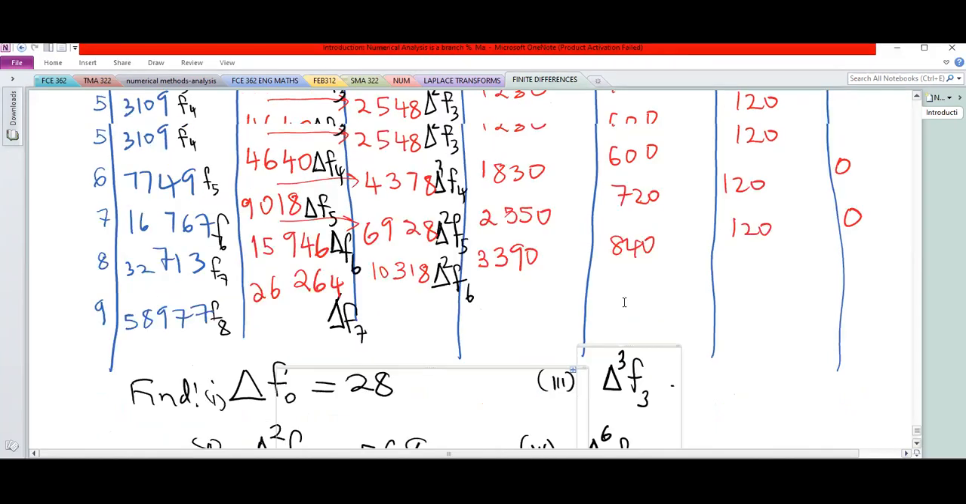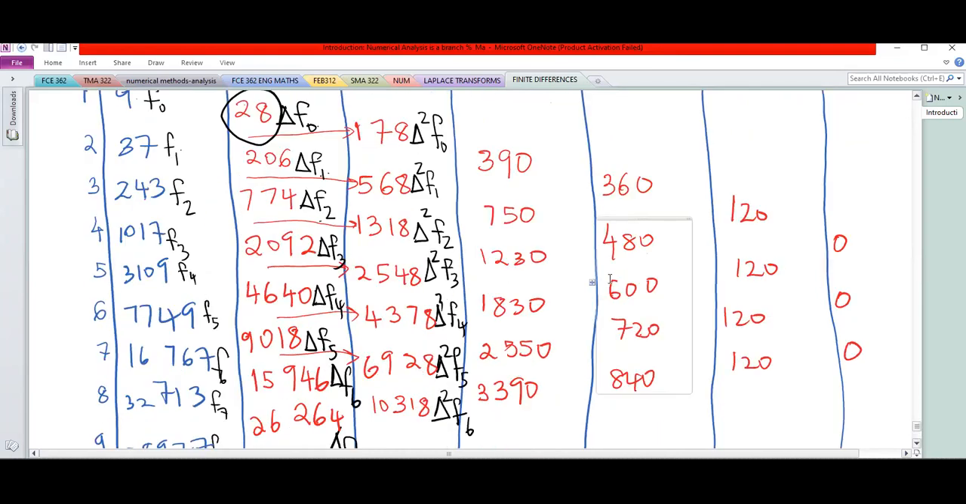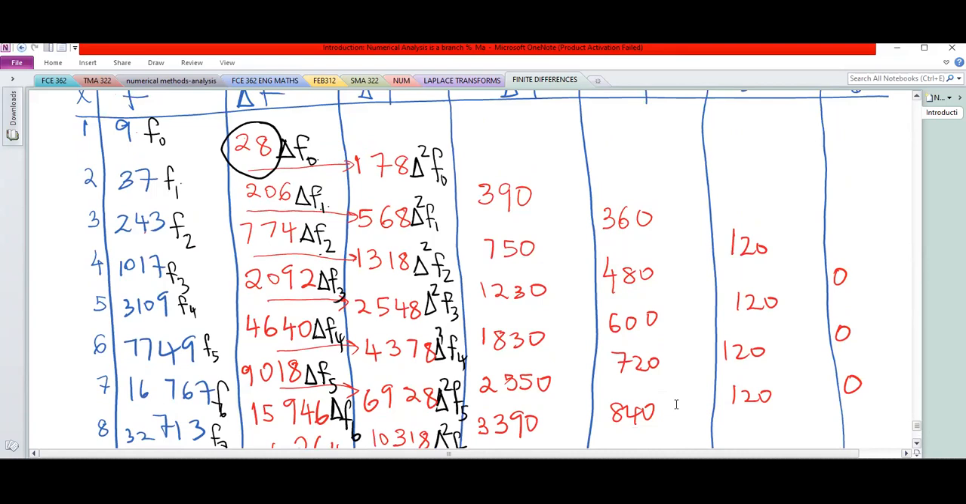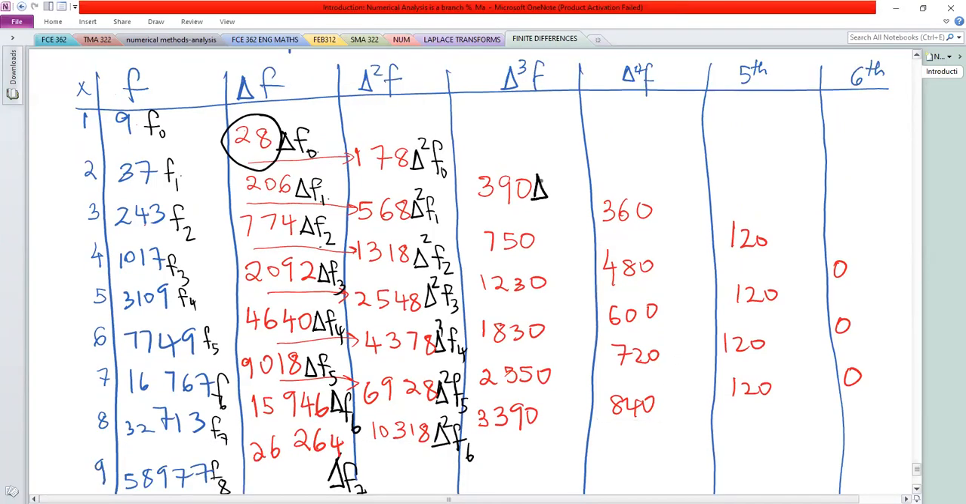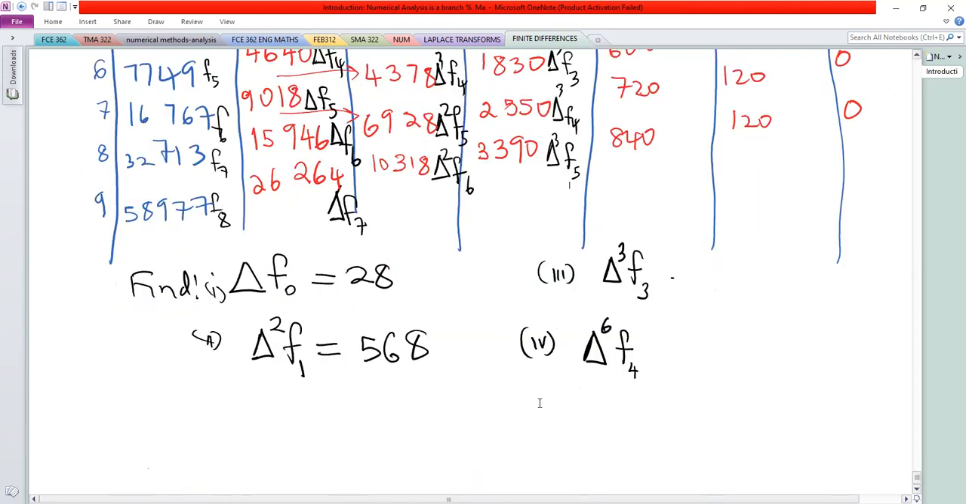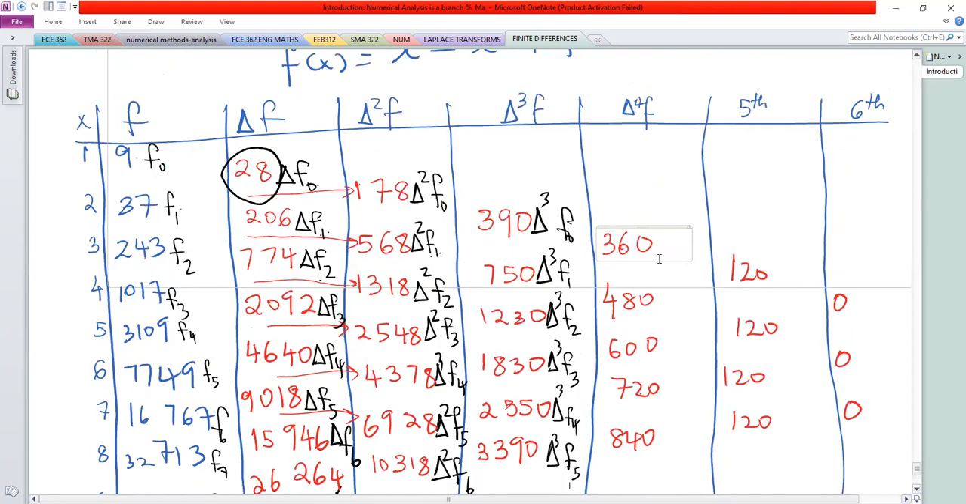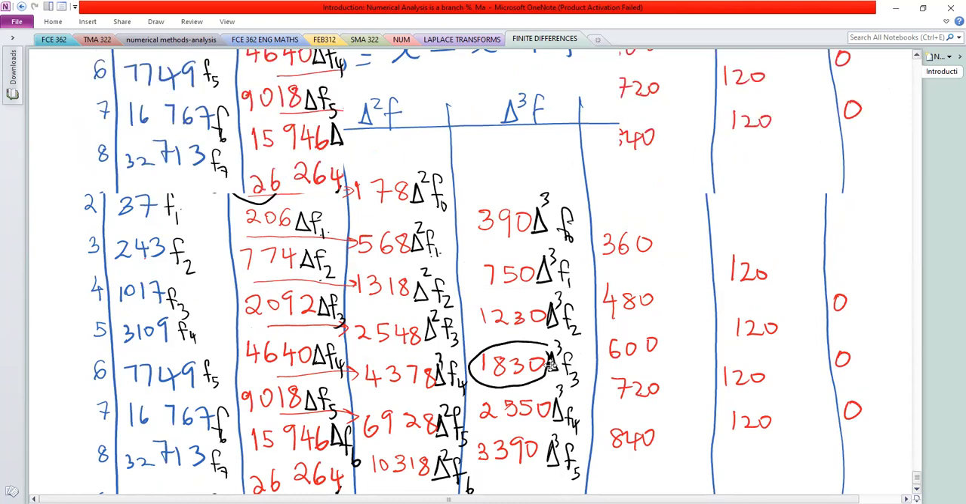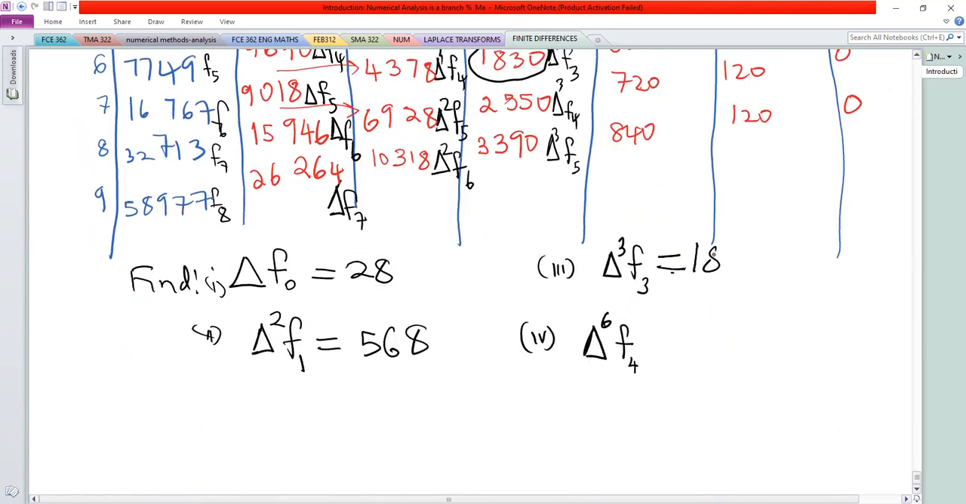Now, these third forwards are obtained in this column. So this is a column that will help us to get the third differences. Remember, everything here is having third difference. So this is F0, this would be F1, this would be F2, this is F3, F4, and then this is F5. So the question wants us to find third forward of F3. We can clearly see that the answer is 1830. So we say the answer here will be 1830.